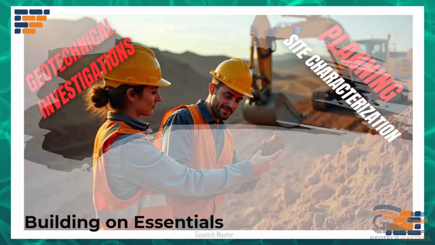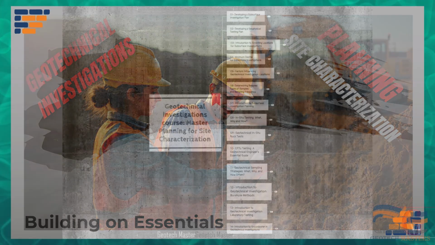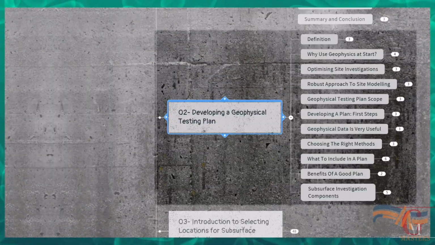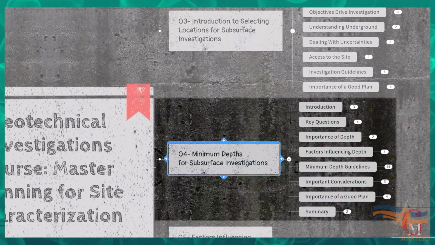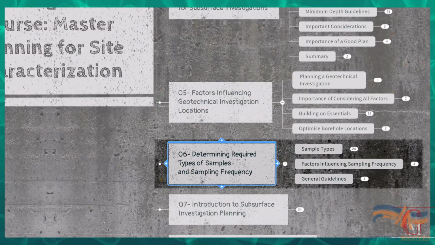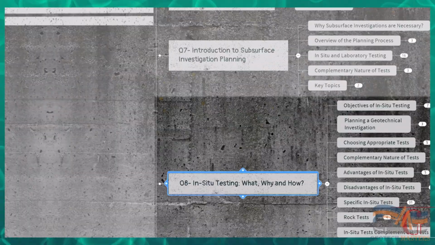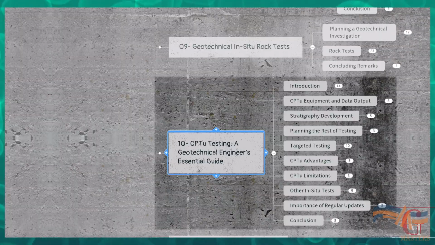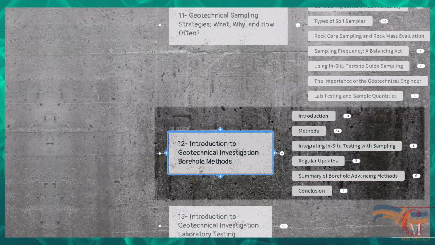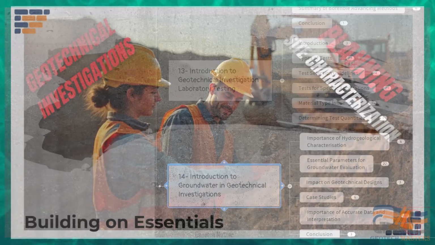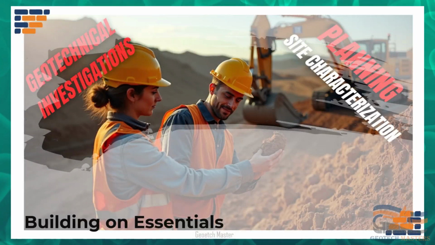Then we moved on to Geotechnical Investigations, Master Planning for Site Characterization. In that series, we took a step back to see the bigger picture. We learned how to create a robust investigation plan, how to select locations, and how to think strategically about our approach to subsurface exploration.